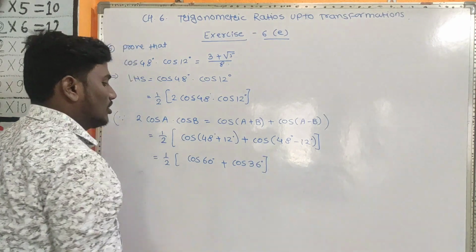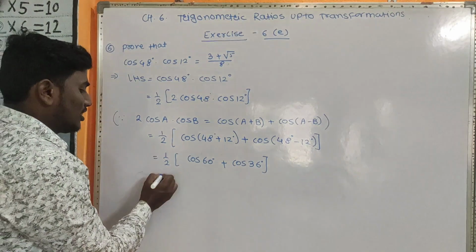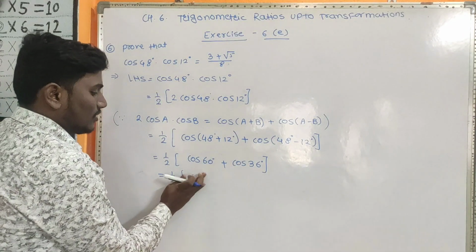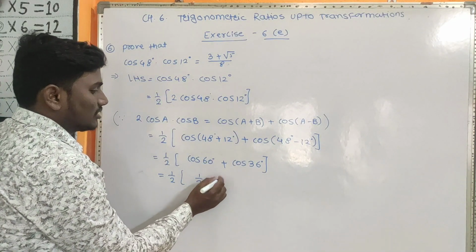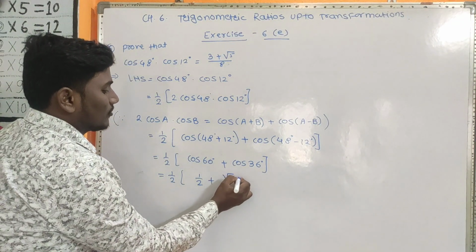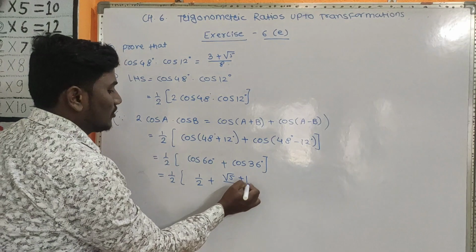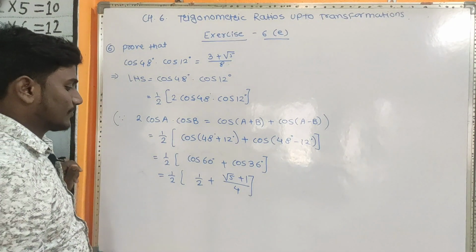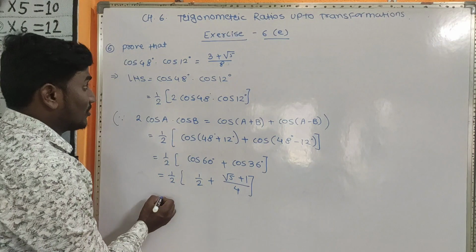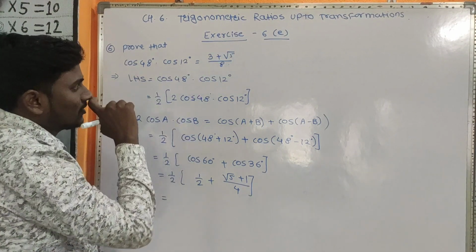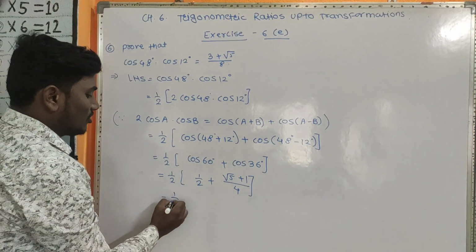So we know the value of cos 60. What is the value of cos 60? It is 1 by 2, plus this cos 36 is root 5 plus 1 divided by 4. So this is the value of cos 36. So we take the LCM. I want to prove that 3 plus root 5 divided by 8. So 1 by 2 as it is.